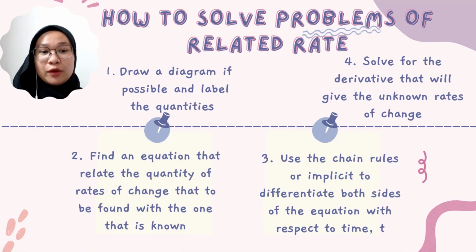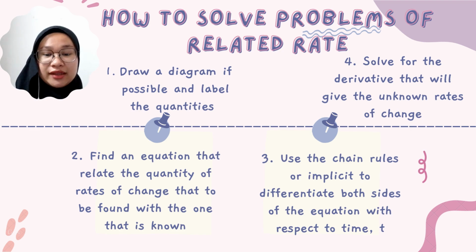If we want to solve problems of related rate, there are 4 steps that we need to follow to help us find the answer. The first one, draw a diagram if possible and label the quantities. Then, find an equation that relates the quantity whose rate of change is to be found with the one that is already known. Thirdly, use the chain rule or implicit differentiation to differentiate both sides of the equation with respect to time. And lastly, solve for the derivative that will give the unknown rate of change.